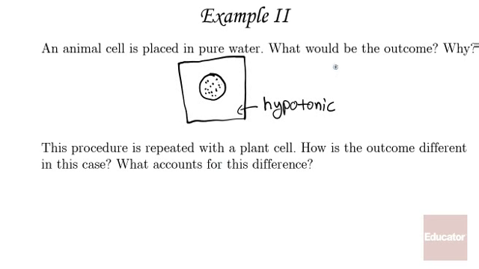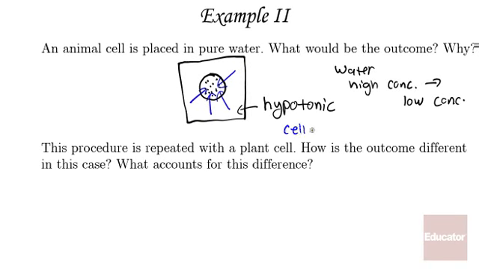Remember that water wants to go from a high concentration of water to an area of low concentration of water. So out here, there's a very high concentration of water because there's relatively few solutes, whereas inside, there's a lot of solutes. So water is going to rush into the cell. The cell is going to become larger and larger, and it's eventually going to burst or lyse.